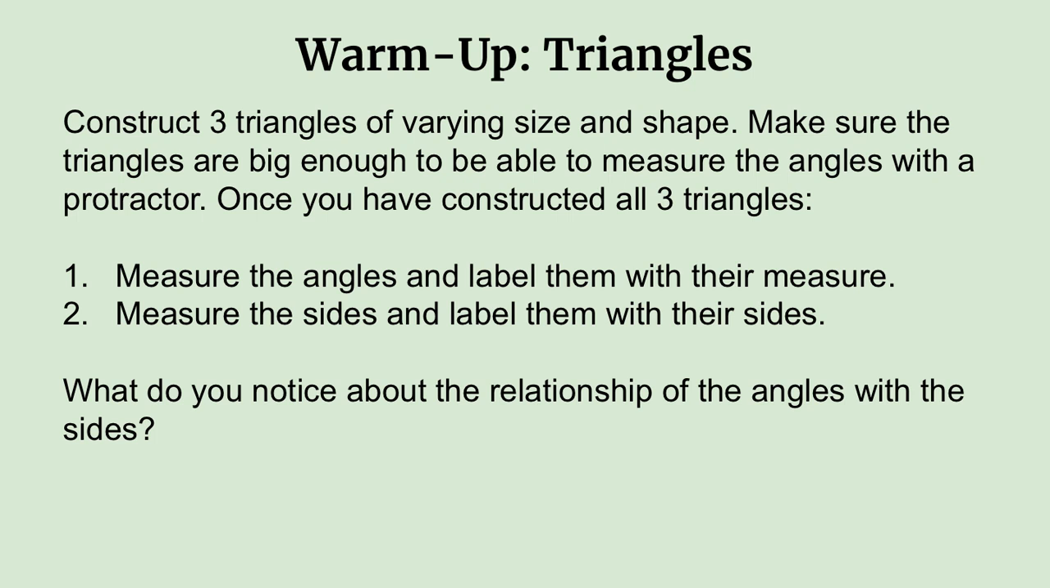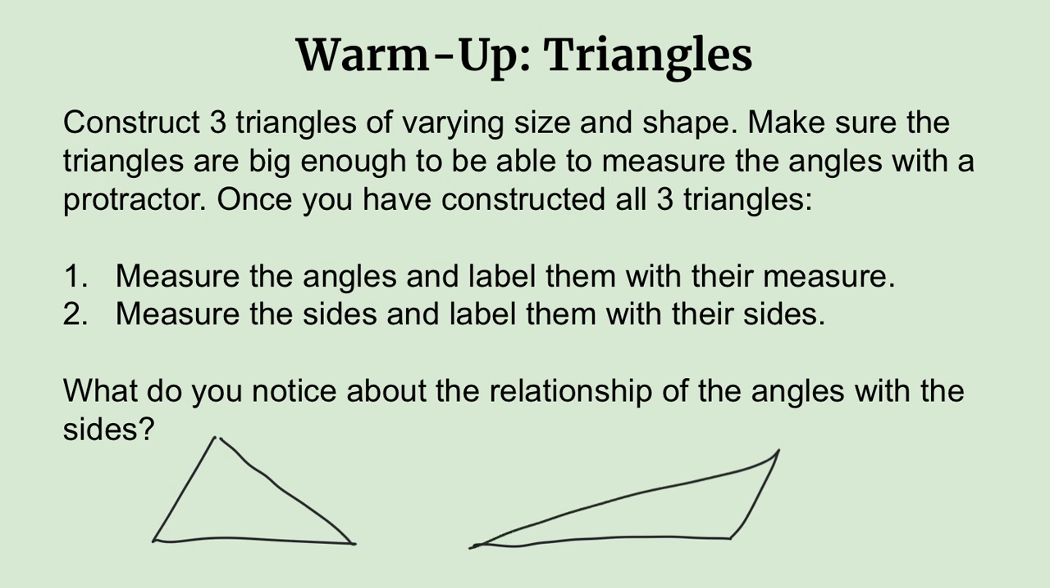So, make one triangle that might look something like this, or something like this, something like this. Three different sizes and shapes. Okay, so once you've done that and measured all the angles, what you might notice, for one, is the angle. I guess I should have had you label them on the triangle as well, so you should label the sides and the angles with their measures.